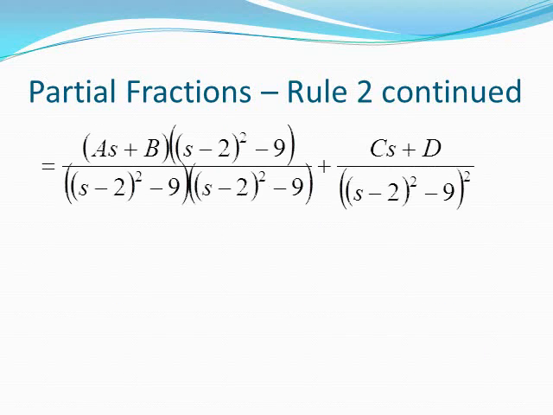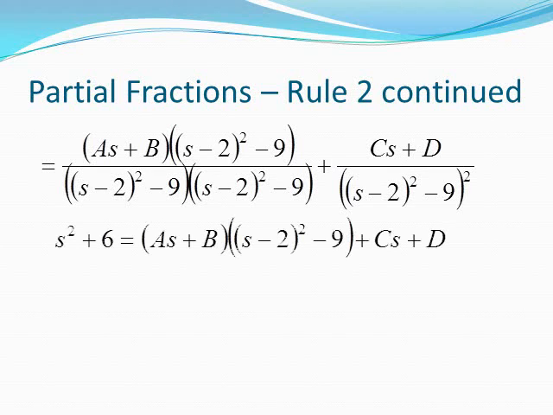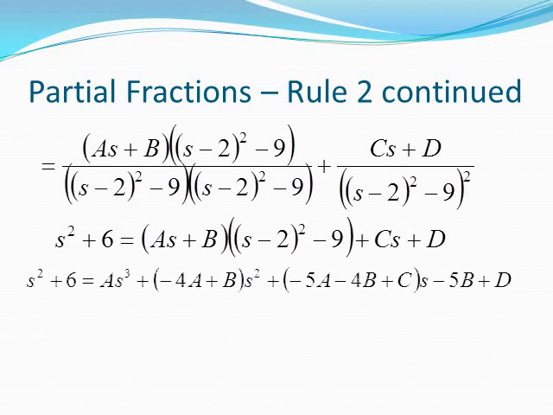And once we find the common denominator, we're going to group the numerators all on the top, and we're going to set the two numerators on the left-hand side and the right-hand side to be equal. Let's do some algebra on the right-hand side. Group together all the coefficients associated with a particular power of s. So I've grouped together the s cubes, the s squares, the s's, and the constants.